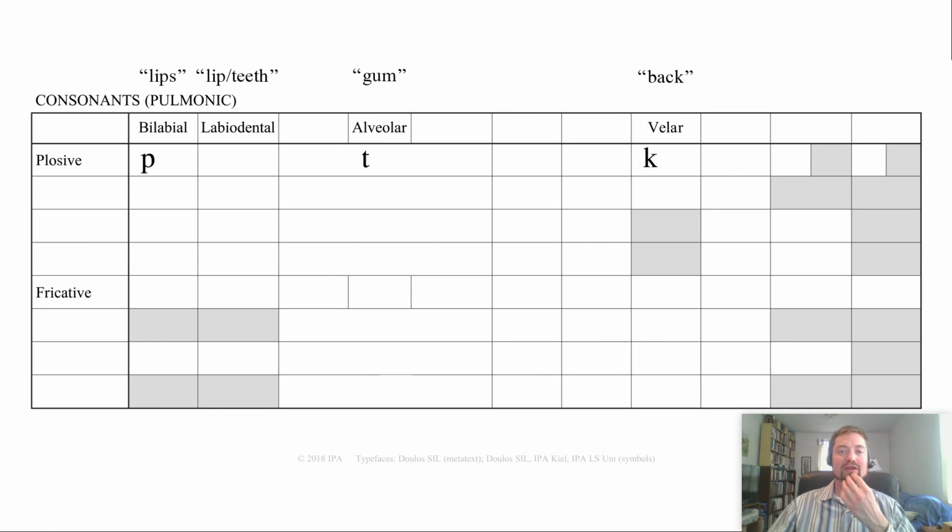So if you place your upper teeth on your lower lip and then breathe past it, you end up, of course, with the sound F, as in a word like find, going with verbs today.